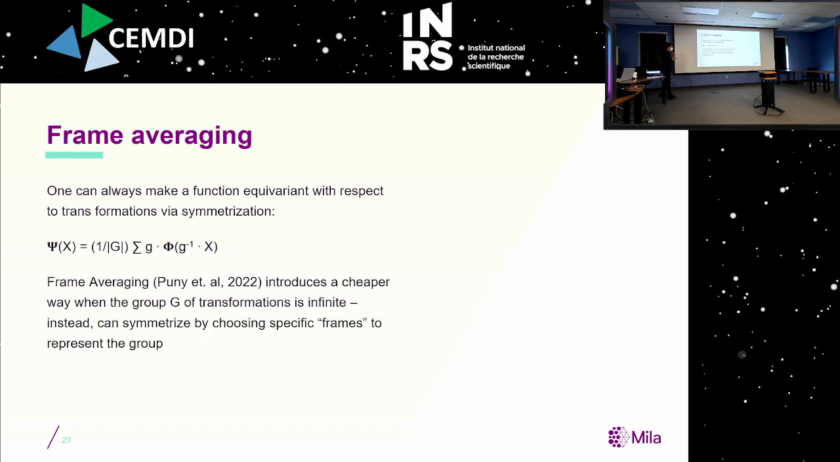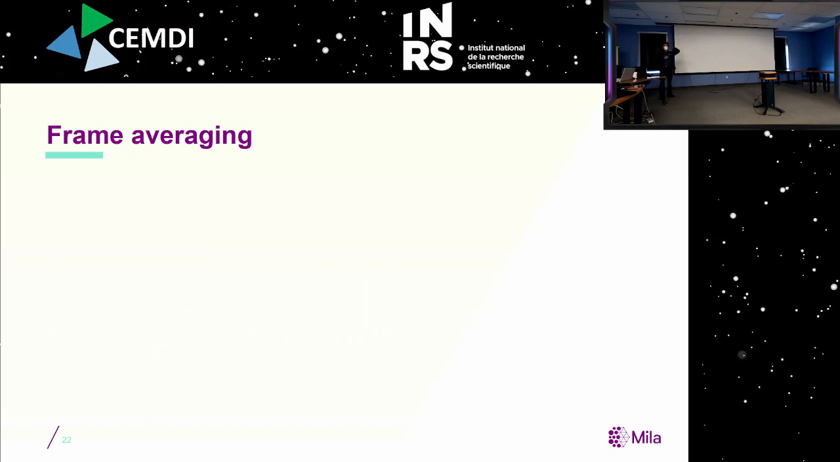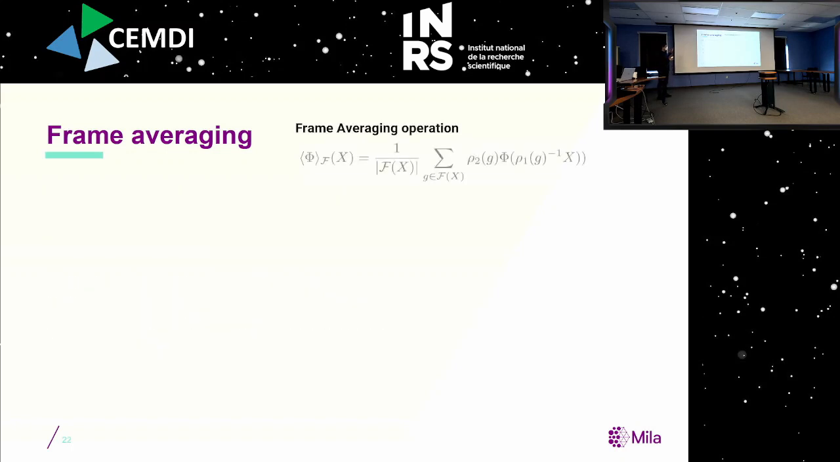And you can do that if your set of transformations is finite, because there are only a limited number of things to average over. But what do you do if the number of transformations is actually infinite? Right? Like you can rotate and translate as much as you want. It's not a discrete set. So basically, there's a way to deal with this. There's a frame averaging operation.